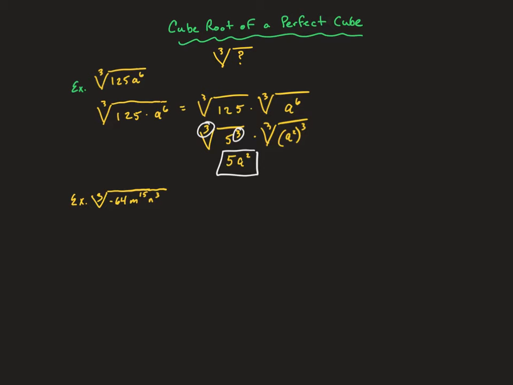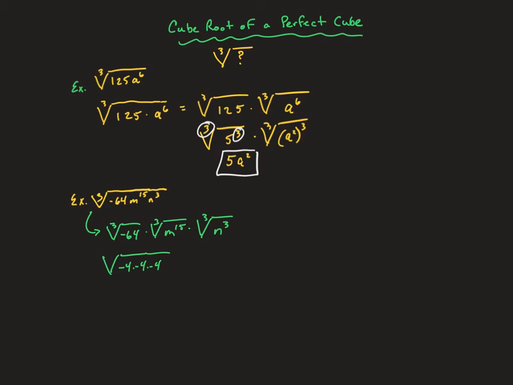So I'll go ahead and I'm going to break this next one down, and that is going to be the cube root of negative 64 times the cube root of m to the 15th times the cube root of n to the third. Now, again, if I need to, let's see here, maybe I skipped a step last time. So the cube root of negative 64 is going to be negative 4 times negative 4 times negative 4, okay?